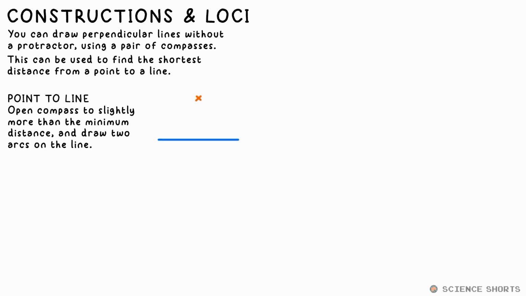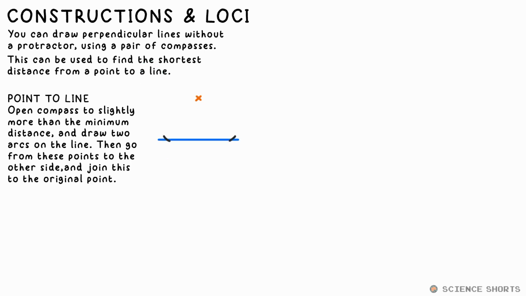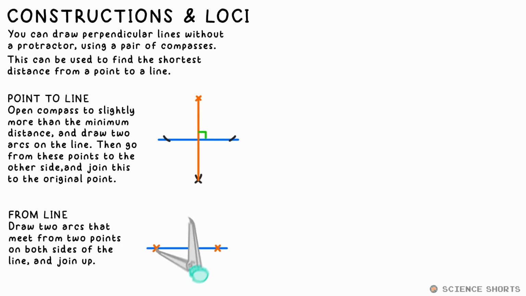To do so from a point to a line, just open your compass a bit more than the shortest distance and draw 2 little arcs on the line. Then put the compass on the points where they meet the line in turn and draw 2 more arcs that should meet on the other side of the line. Then draw the line from this point to the original. To go from a line instead, you do the same, just starting from the line itself this time.